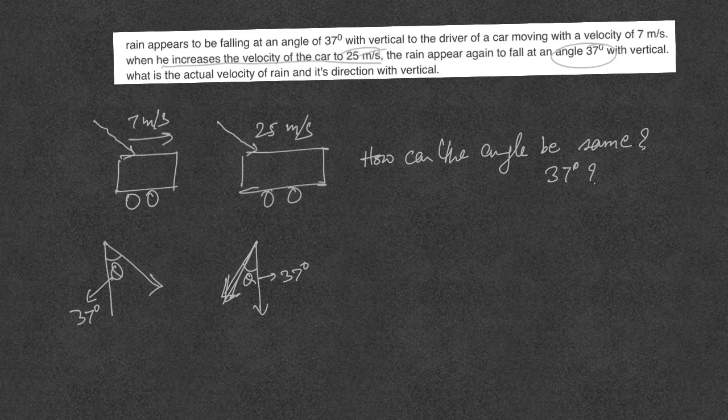Okay, now considering this, let's again try to use the same formula of the velocity of the rain. So this, as we know, is the velocity of the rain with respect to the car. Velocity of the rain with respect to the car equals velocity of the rain minus velocity of the car. Now the velocity of the car in this case is 25 i, because the velocity is always in the horizontal direction.